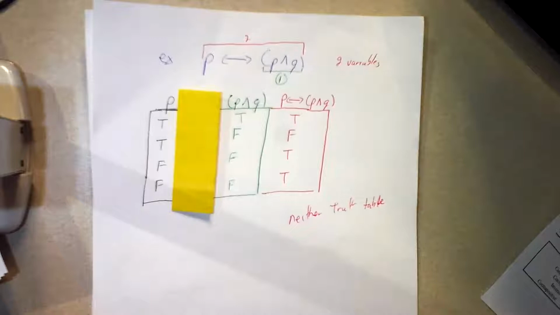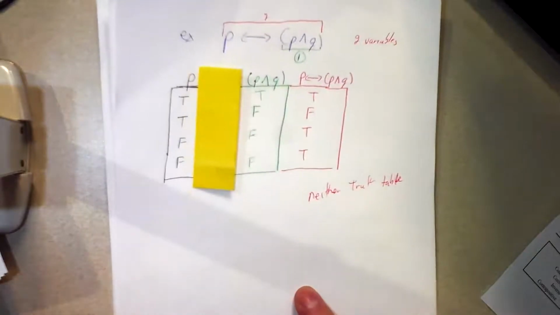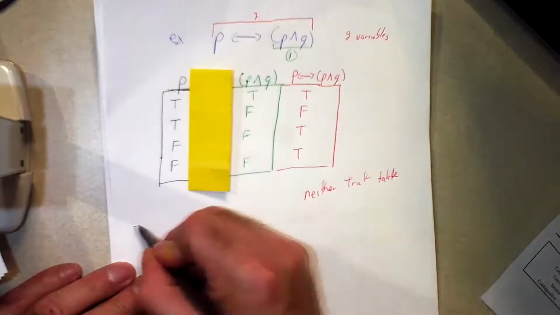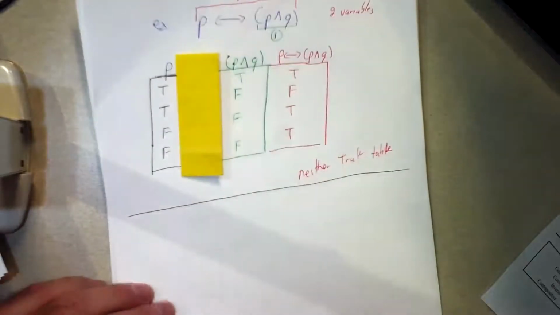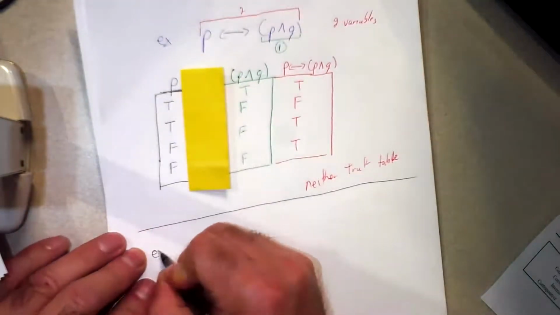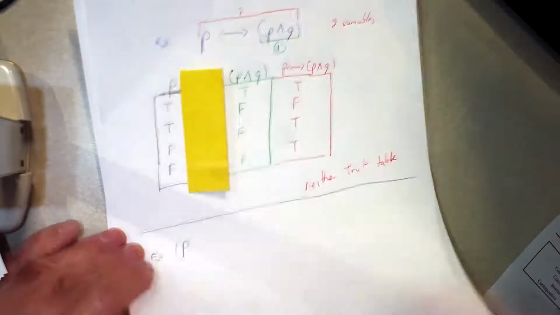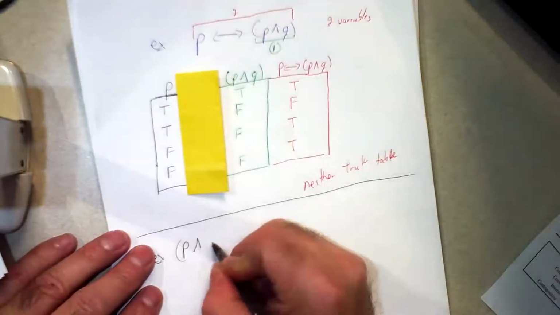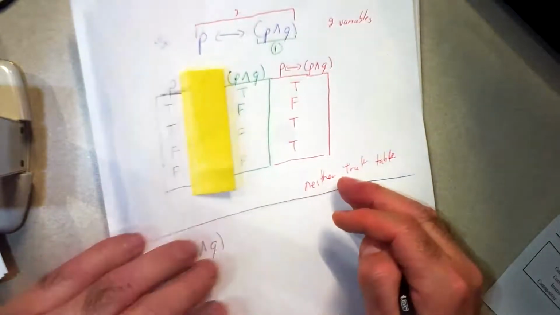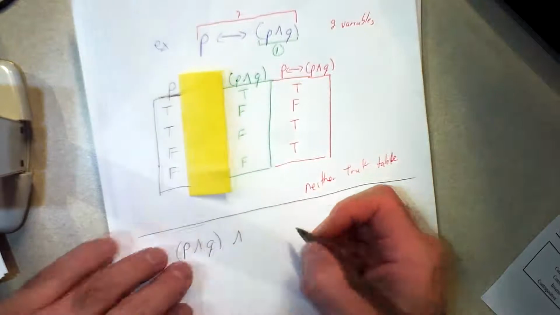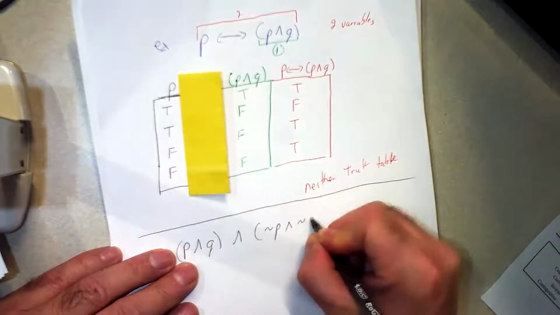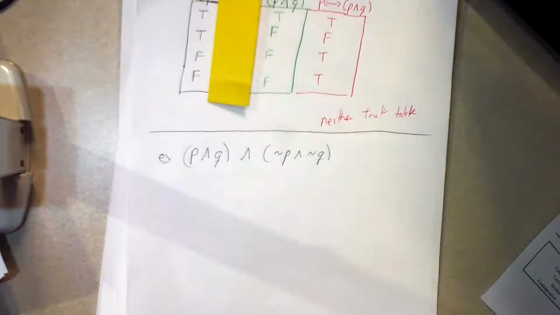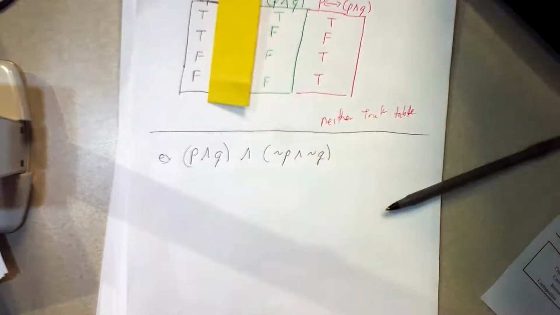Okay, so here we go. The problem reads, in parentheses, P and Q, and, in parentheses, not P and not Q. And I need to create a truth table for that.